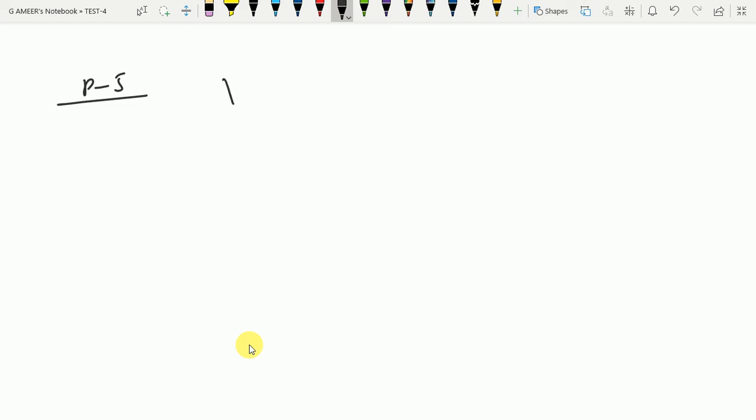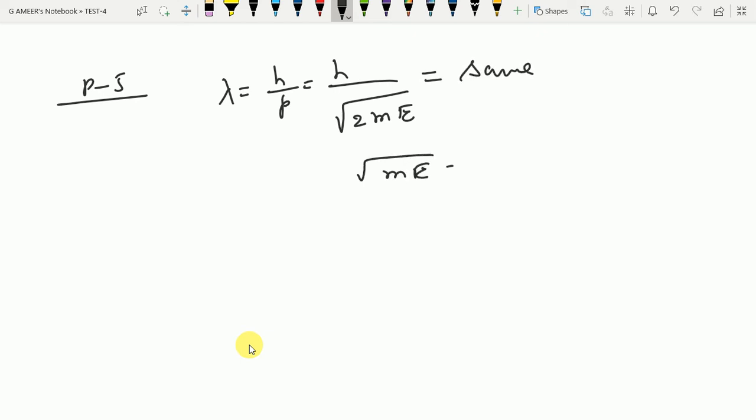The de Broglie wavelength lambda is equal to h by p. The p can be written as square root of 2m into kinetic energy. So this will be same for all. That means square root of m into energy is same for all. That means energy is inversely proportional to mass. Lighter masses will have more energies.